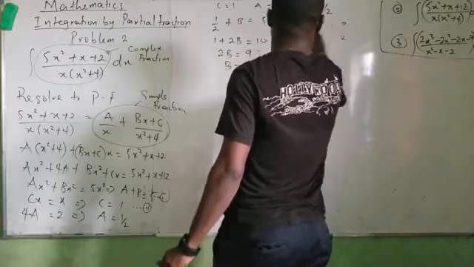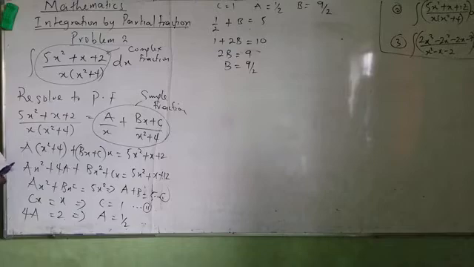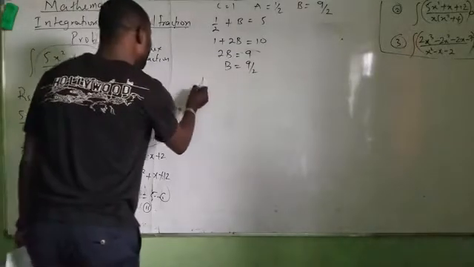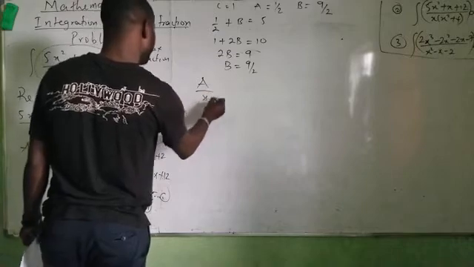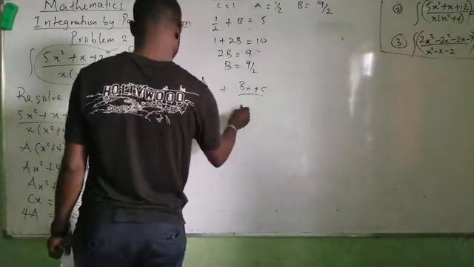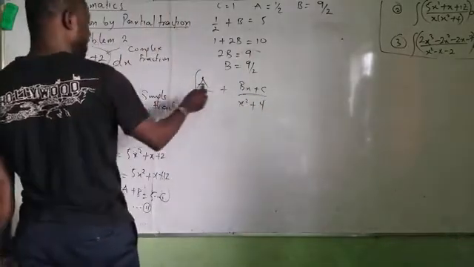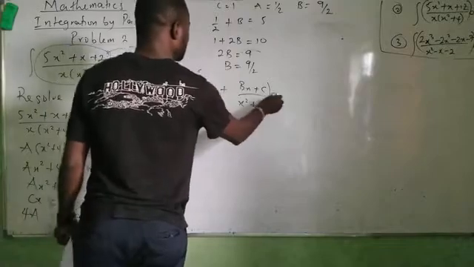10, which is going to be 5. I think it's very correct. Now, I'm just checking for what I've done. With this, I cannot continue by having my (ax + b) all over x squared plus 4. Don't forget, I'm asked to integrate with respect.